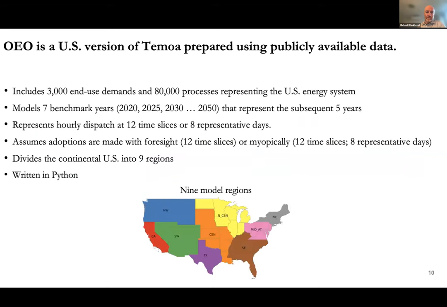So I'll skip this for time, but this is a meta description of the information that we collect, the publicly available information we collect to outfit TMOA, to make it representative of the US energy system. It gives you some indication of how we divide up the model in time and space, and probably key to the open science community is that it's written in Python.